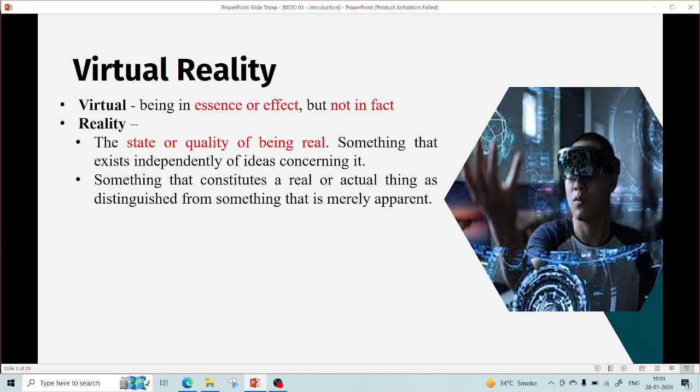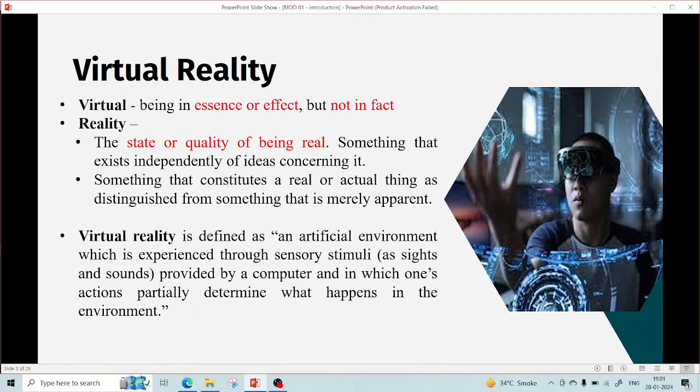So combining these, virtual reality is defined as an artificial environment which is experienced through sensory stimuli. These sensory stimuli can be sounds, sight, or your gestures, human sensory stimuli provided by the computer, and in which one's actions, that is, the user who is experiencing virtual reality, determine what happens in that environment. So the idea of virtual reality is that you have better control over the whole environment in which you are doing your tasks.